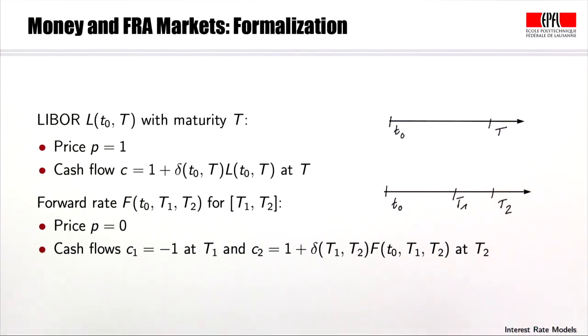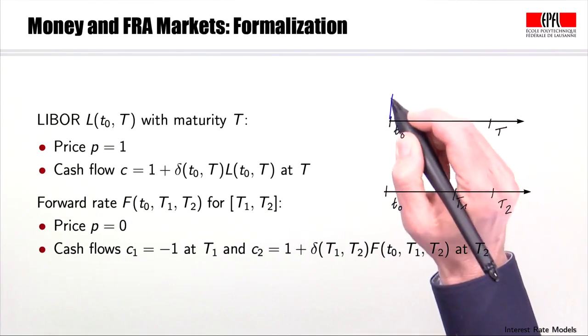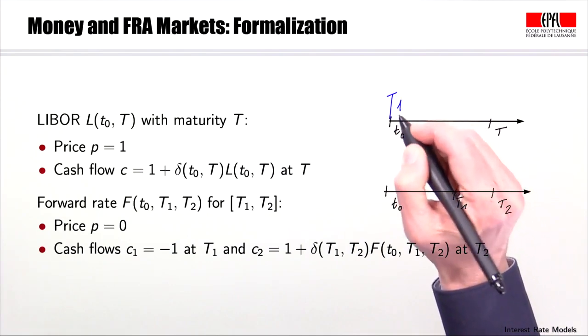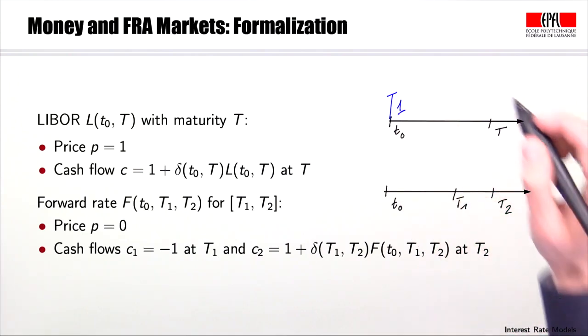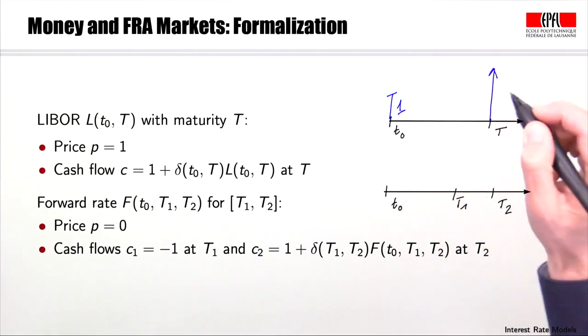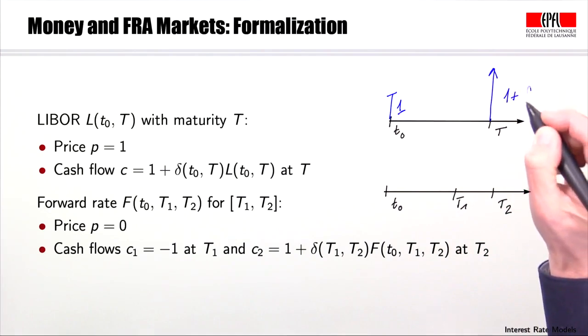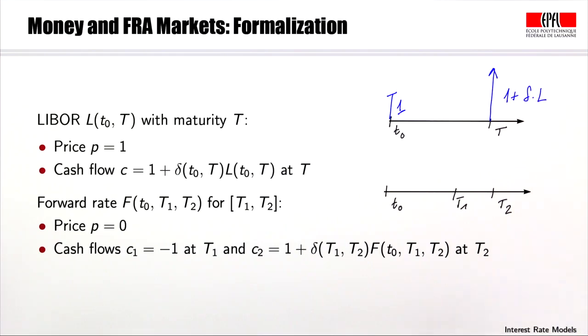Now let us bring into the price cash flow form the LIBOR and forward rates. The LIBOR rate prevailing at T0 with maturity date capital T can be cast in the form by giving it a price P of 1 at T0 and giving it a cash flow of 1 plus delta times the rate at maturity capital T.